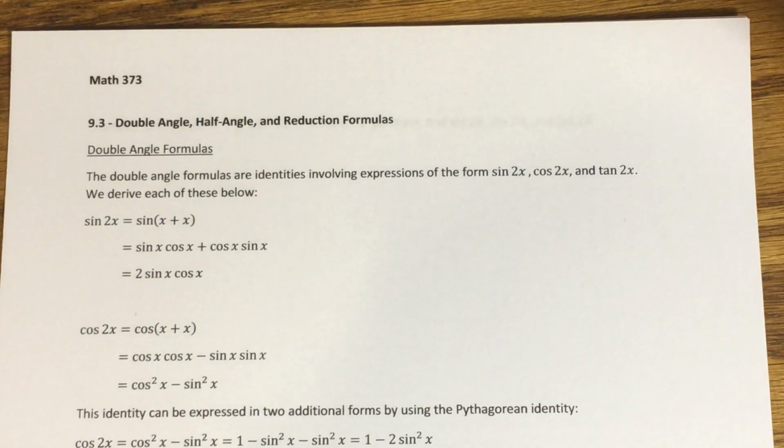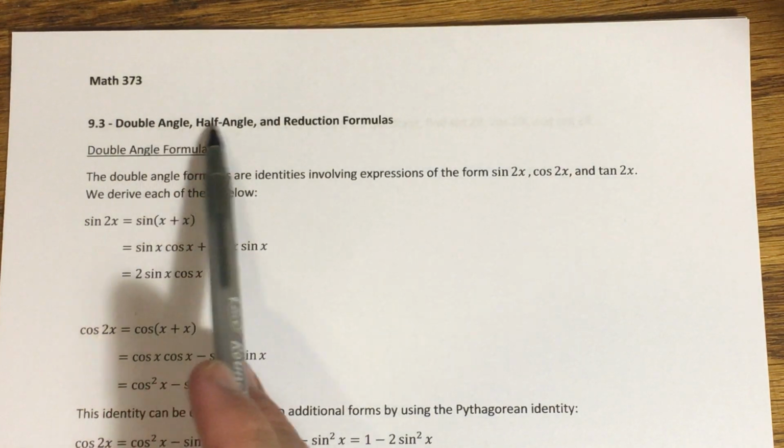Okay, so we're in section 9.3 today, and 9.3 and 9.4 are concerned with a number of different identities that can all, in a certain sense, be traced back to our sum and difference formulas that we talked about in 9.2. So 9.2 really set the stage for the following two sections. So let's go ahead and just get into it.